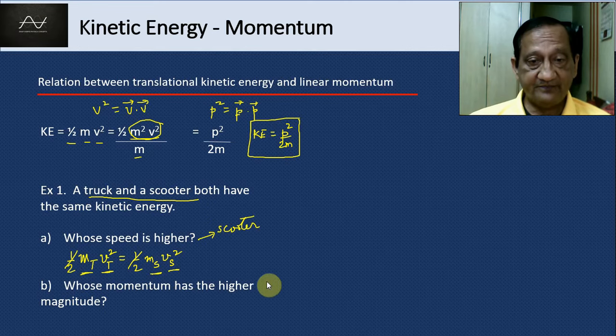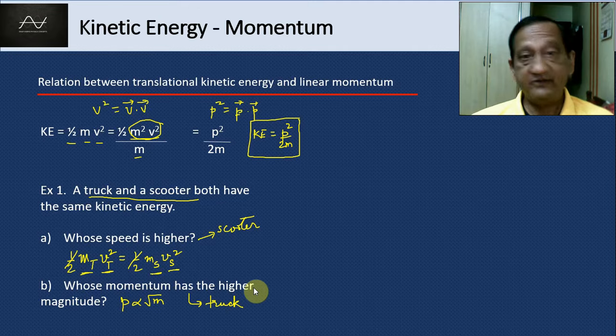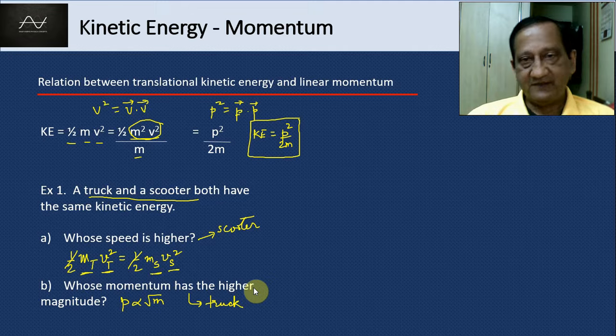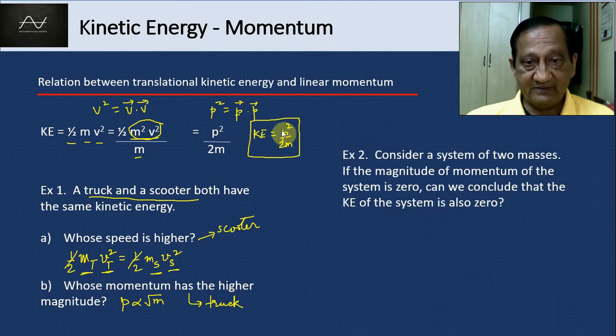Whose momentum is higher? We can see here that for the same KE, momentum is proportional to the square root of the mass. Whoever has the greater mass has the greater momentum. So the answer is the truck. Very interesting. Same kinetic energy: the scooter has the greater speed, but the truck has the greater momentum. All that is fine, but only for a single body. For multiple bodies, never apply this, because addition of momentums must be done in a vector manner.